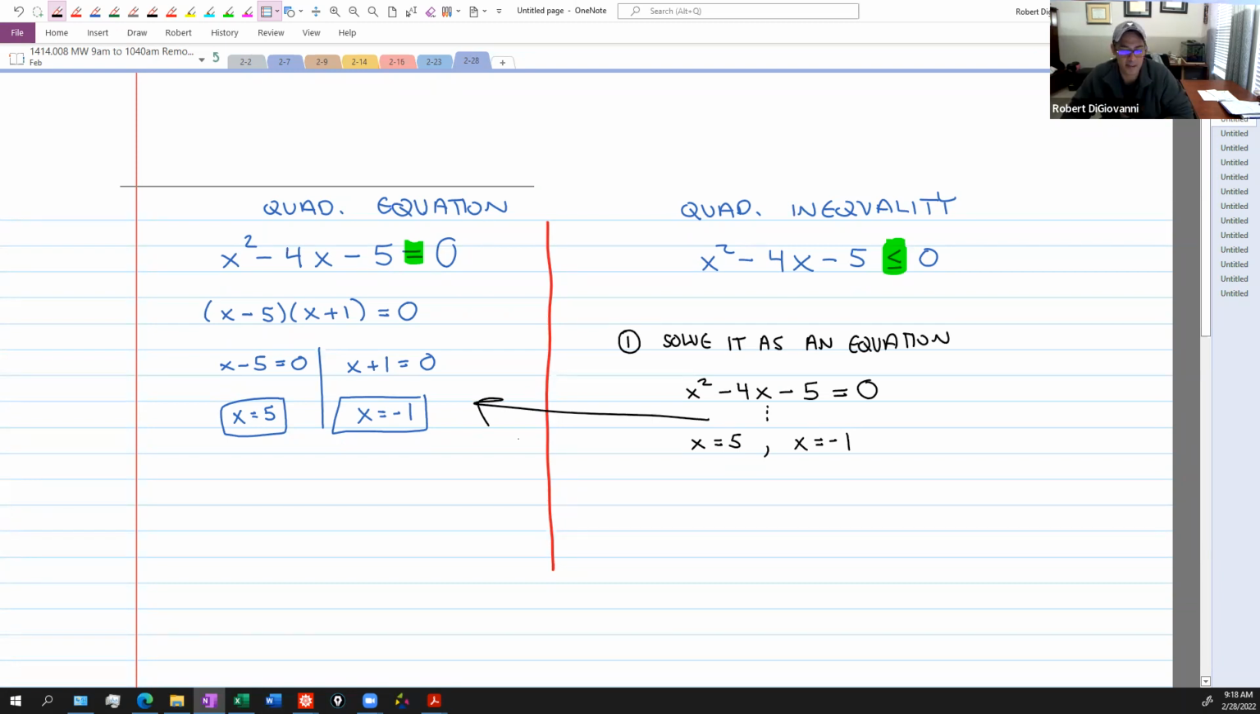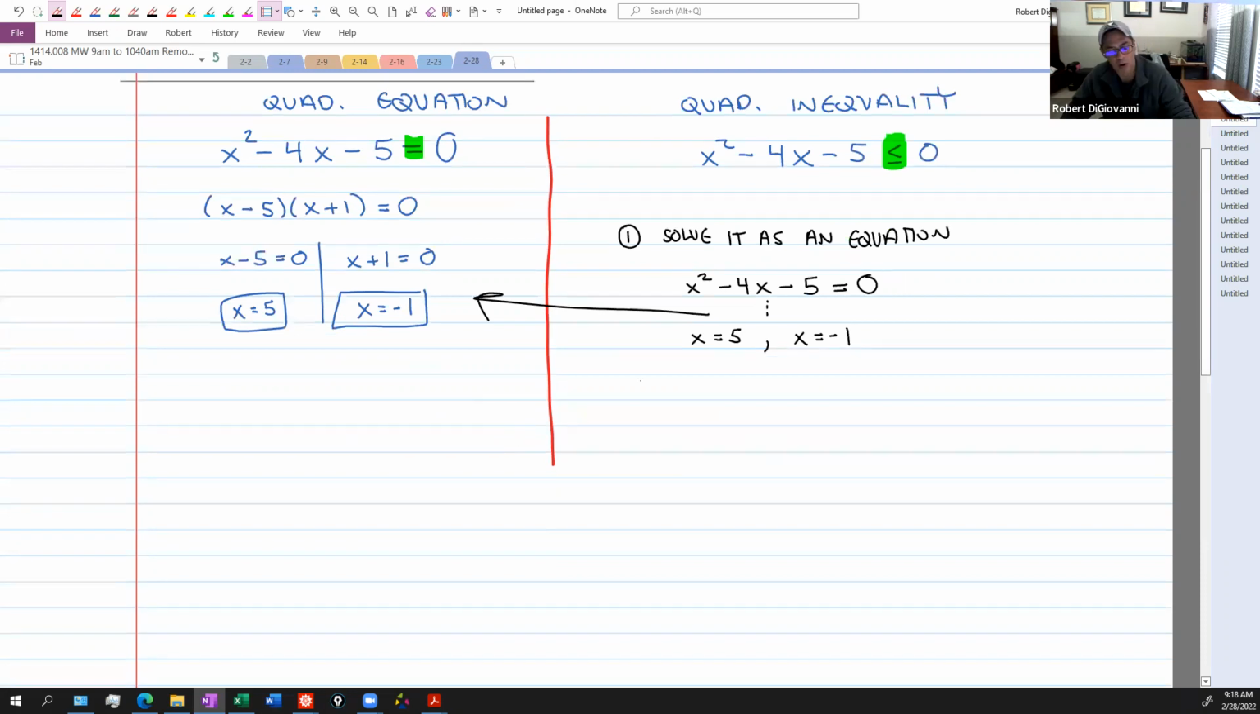That part's the same. The second part requires a little bit more thinking. What you're going to do now is put both of those answers on a number line, and make sure they're in order. So -1 goes first, then 5 over here. And what that does is it breaks your number line up into 3 regions. You have a first region, second region, third region.